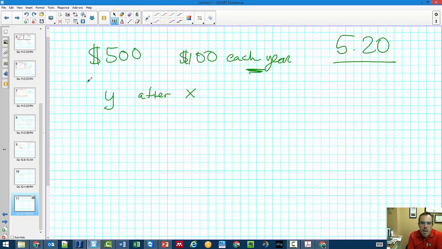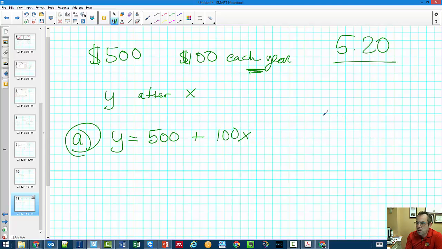So when I'm adding this up, it seems pretty obvious that you start with $500 and you add $100 each year, which means you multiply that. That is going to be the equation that matches it, letter A for this one. To talk through some of the other ones, if I had y equals 100 plus 500x, that means I'm earning $500 each year, and I'm adding that to the $100 that I started with.